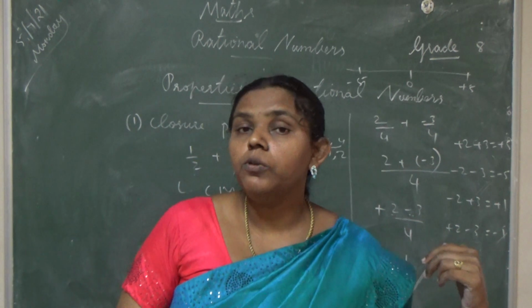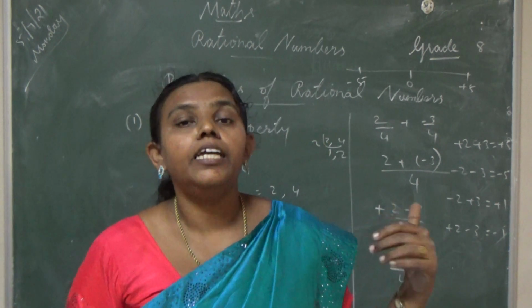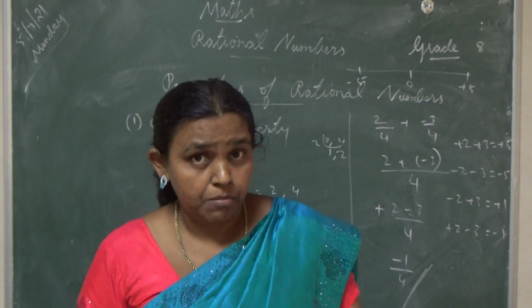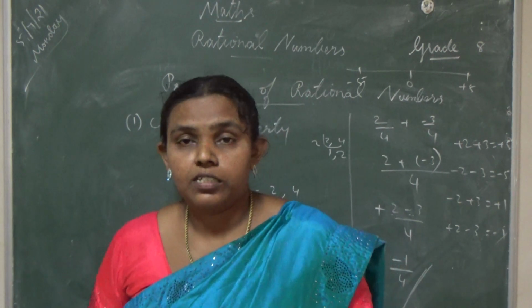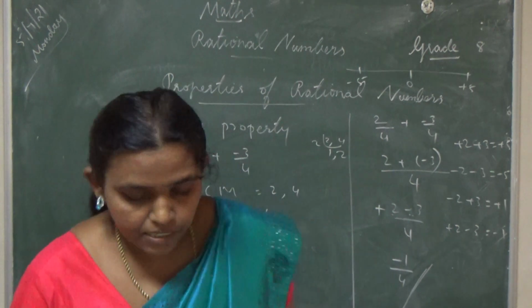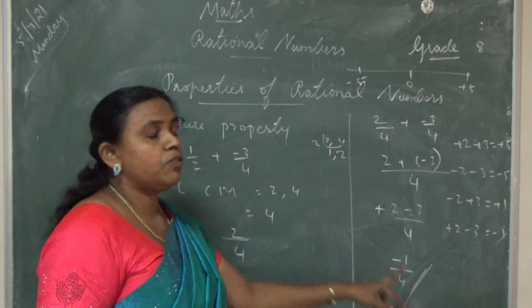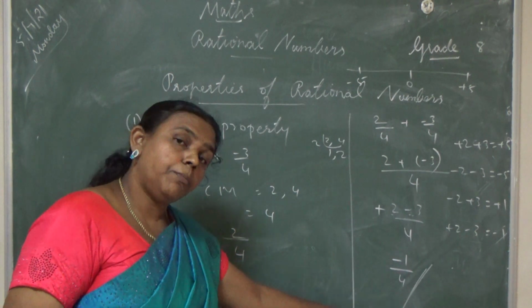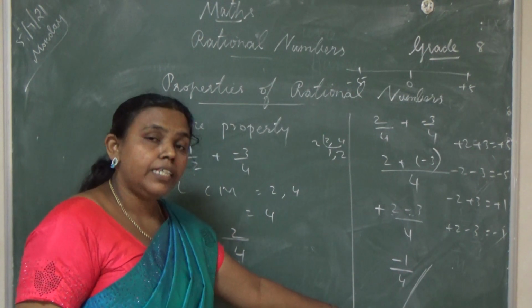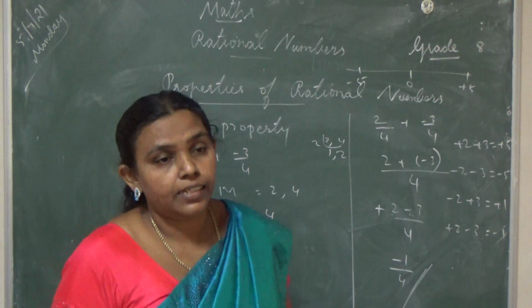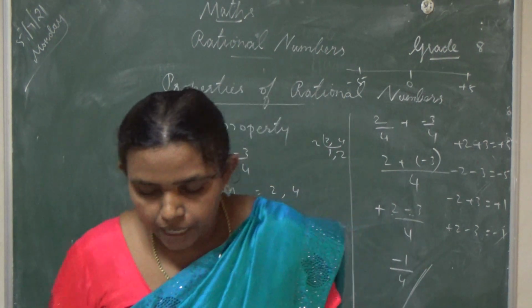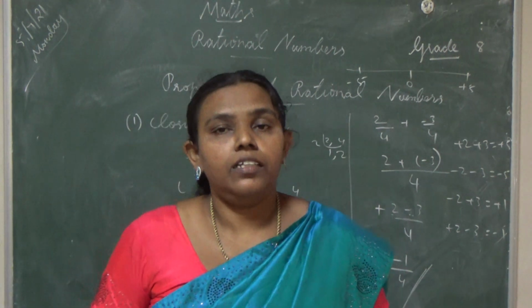Okay, so we proved the closure property. What is the closure property? If we add 2 rational numbers, we will get the answer as a rational number. So we added 1 by 2, a rational number, and minus 3 by 4, a rational number. So we got minus 1 by 4. Is minus 1 by 4 a rational number? Yes. So the rational numbers are closed under addition.